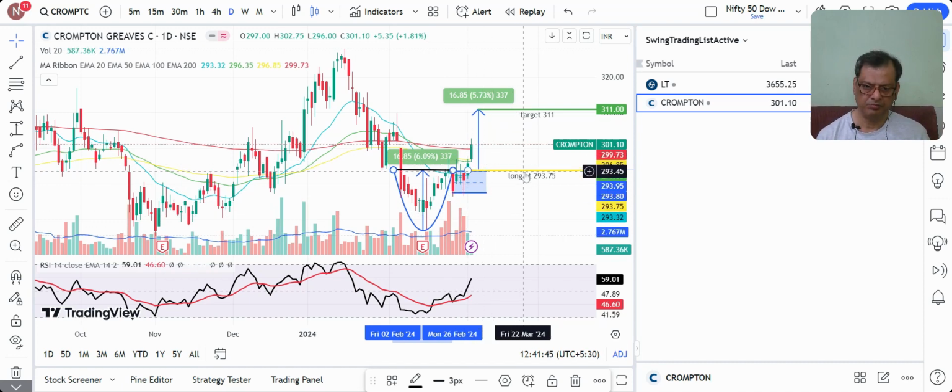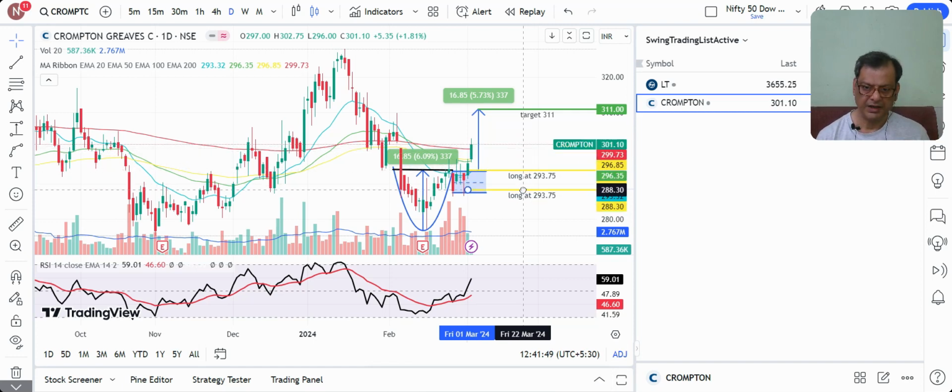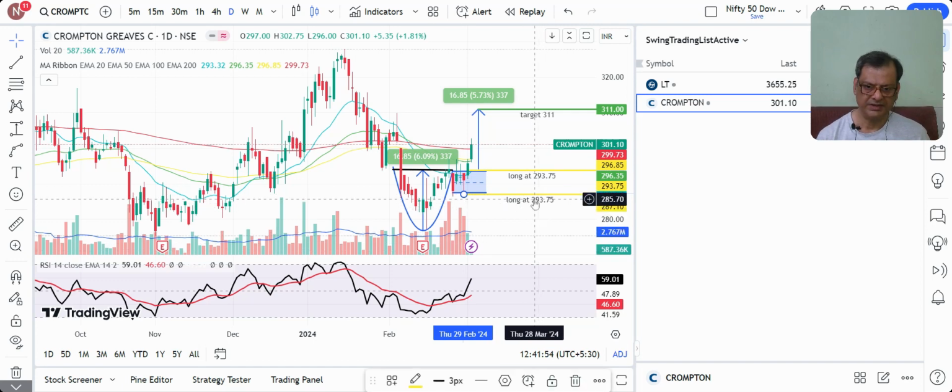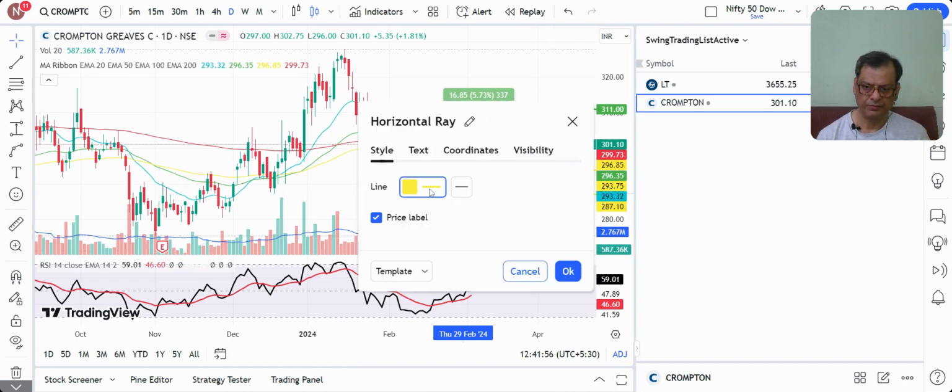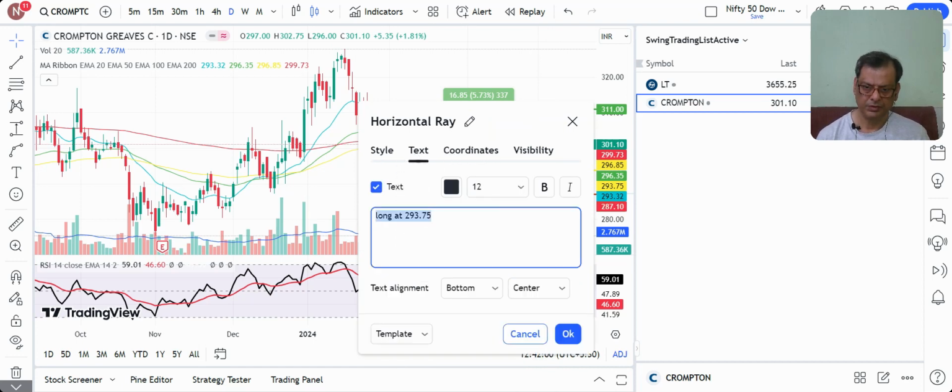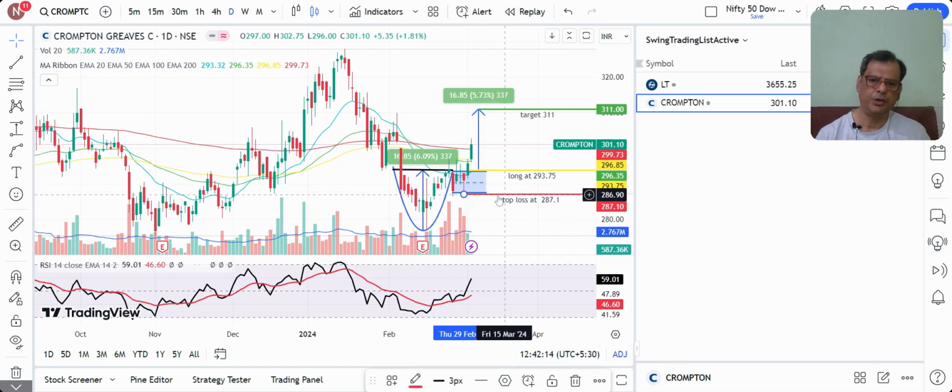So we'll go here and it will be below the flag. It's at 287.10. Stop loss 287.10. You can obviously tweak this. What I'm telling you is not a hard and fast rule.